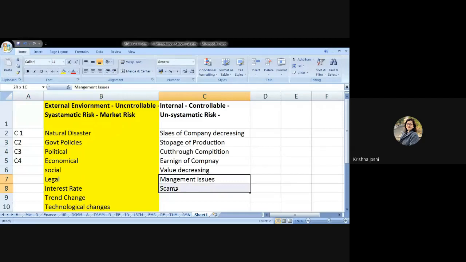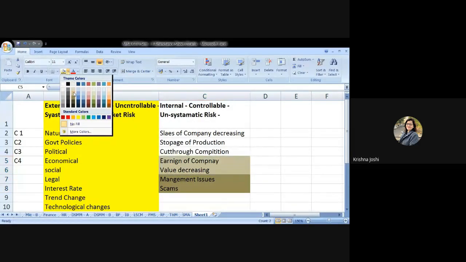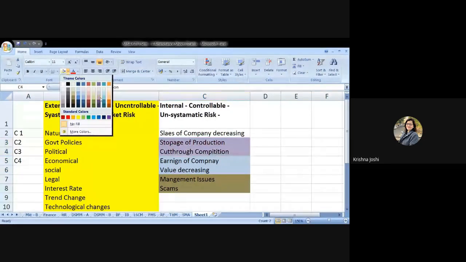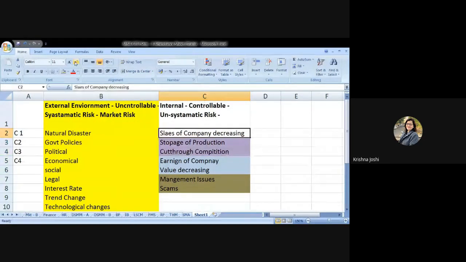So these two factors I will mark in another color. This is specific for company C4. This risk is specific for company C3. This risk is specific for company C2, and this risk is for only company C1. For example, C1's sales are decreasing, but the other factors do not affect C1. C2 is affected by the stoppage and cutthroat competition. The other factors are not affecting C2. C3 is affected by this factor, not the others.